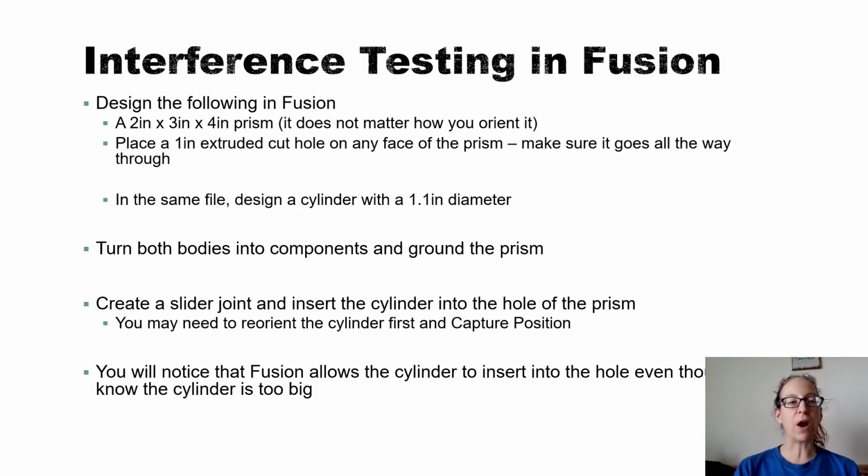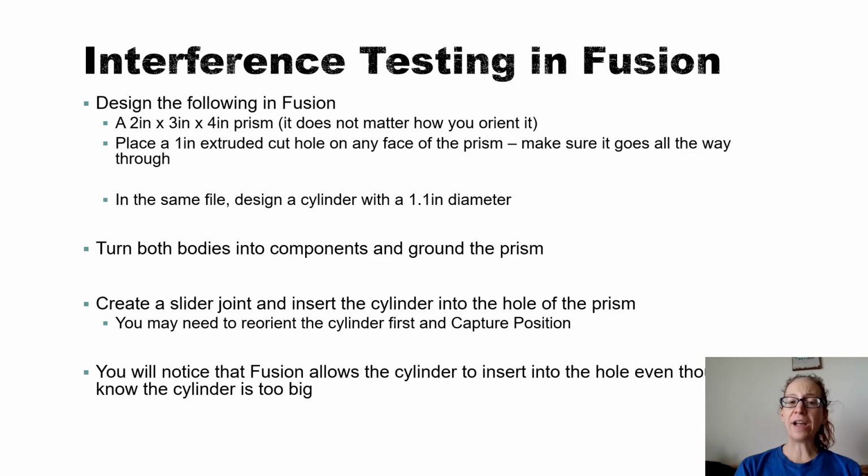So for this part, you're going to design the following in Fusion. A 2 by 3 by 4 inch prism. It does not matter how you orient it, okay? Just make a prism, and then place a 1 inch extruded cut hole in any face of the prism, and just make sure that it goes all the way through. So that's a circular cut going all the way through your prism. So basically a block with a hole in it.